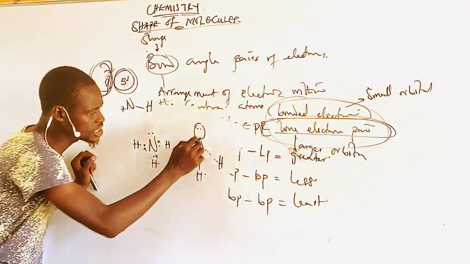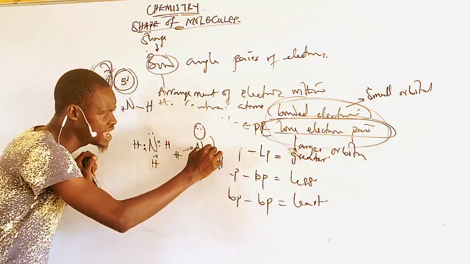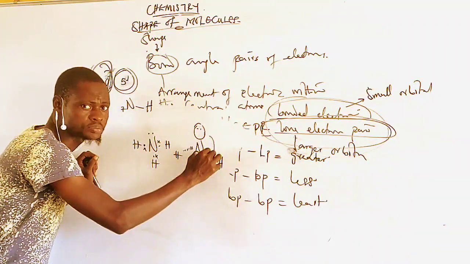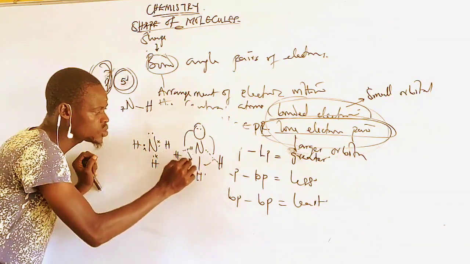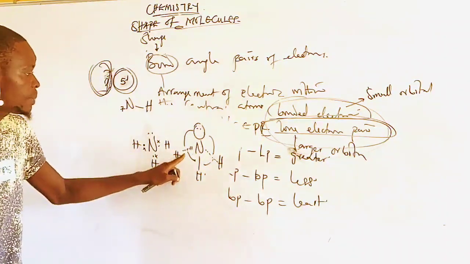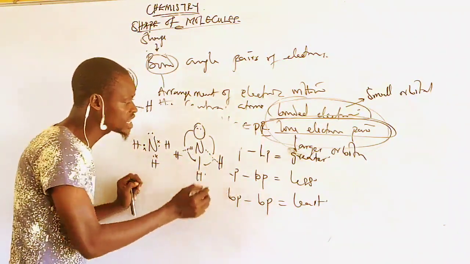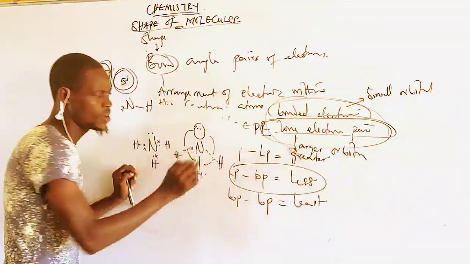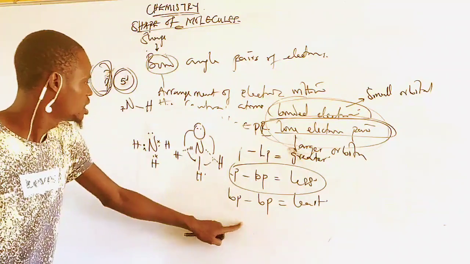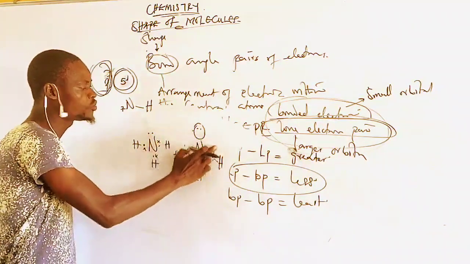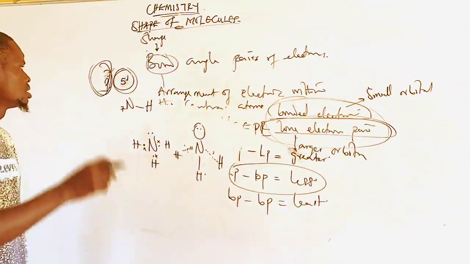Now, you see, this lone pair exerts a force. The force between here and here is the force between a lone pair and a bond pair. Between here and here, a lone pair and a bond pair. But between these two is a bond pair and bond pair. As I said earlier, the force formed between lone pair and bond pair is more than the force formed between bond pair and bond pair. That's what changes the shape of this molecule. I'm coming to that.